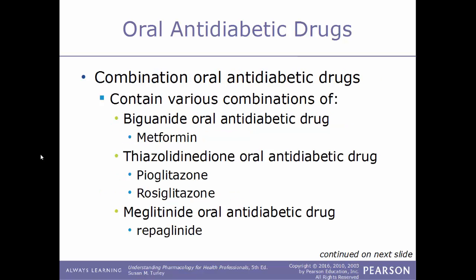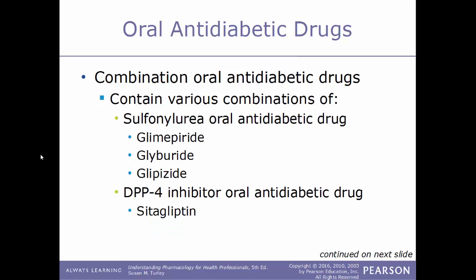Just like we've seen with other types of medications, it's very common to see combination drugs here for oral antidiabetics. And these can contain various combinations, such as a biguanide, such as metformin. It may include a thiazolidinedione drug, such as pioglitazone or rosiglitazone, or it may include a type of meglitinide, such as repaglinide. It could also include an example of a sulfonylurea, such as glimepiride, glyburide, or glipizide, or it could also include a DPP-4 inhibitor, such as sitagliptin.